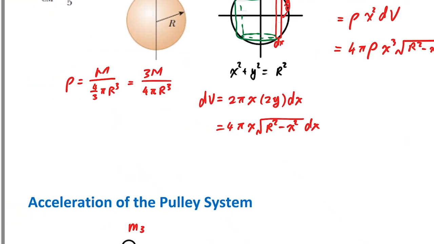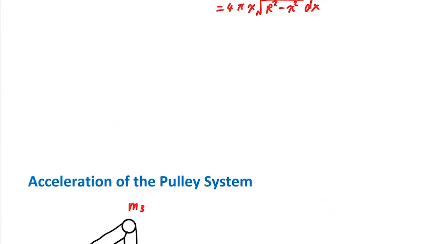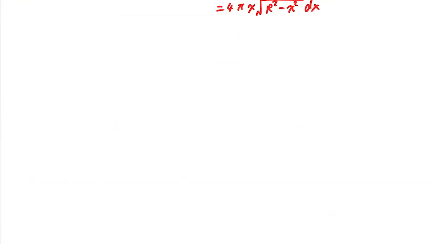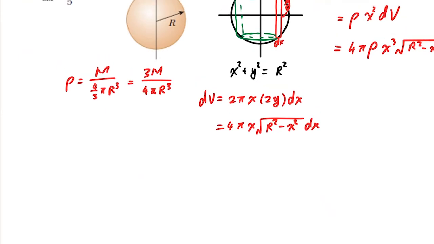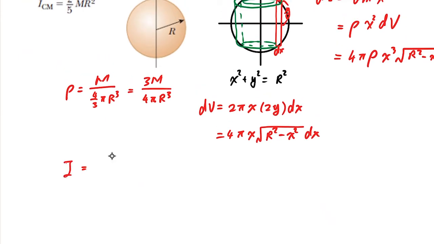Let's do it. So that's the setup, and the rest of it is integration, showing our integrity. And I'm going to need a lot of space. So my I happens to be the integral from 0 to capital R again, of 4 pi rho x cubed square root of r squared minus x squared dx. By the way, for your information, if you do this in multivariable calculus, a triple integral in spherical coordinates, it's so much easier. But I think we have enough integrity.